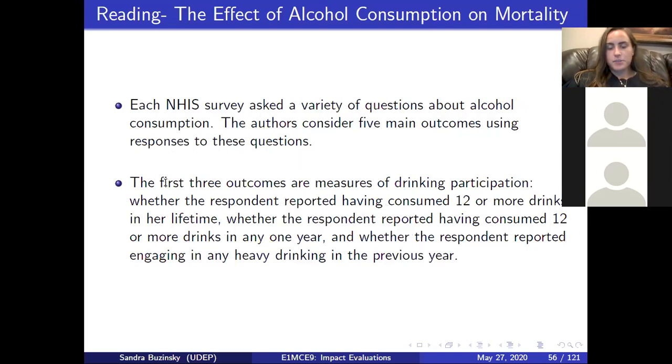So they ask a bunch of questions about alcohol consumption, such as measures of drinking participation. So whether they have consumed 12 or more drinks in their lifetime, whether they've consumed 12 or more drinks in 1 year, whether they have engaged in any heavy drinking in the previous year. And remember, heavy drinking is more than 5 drinks at one time.